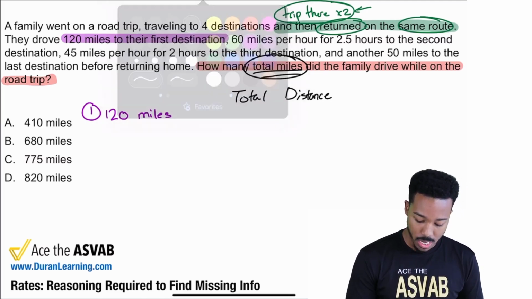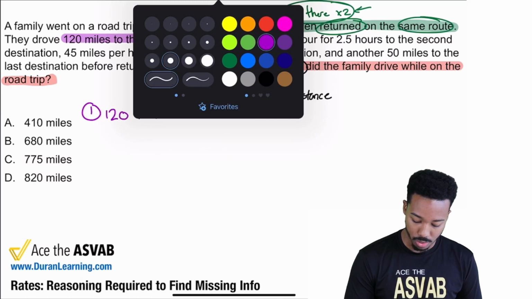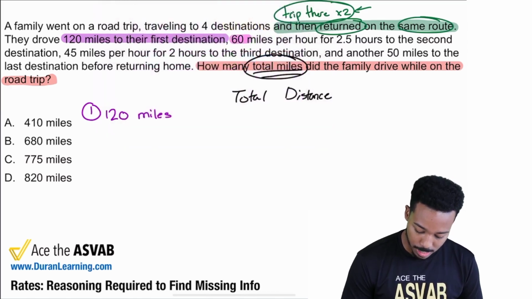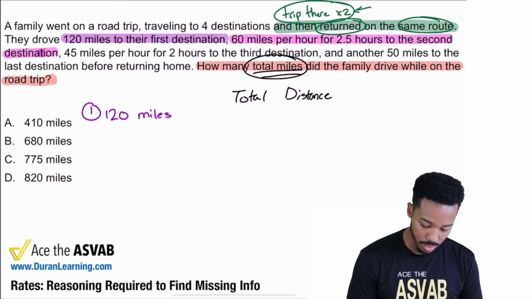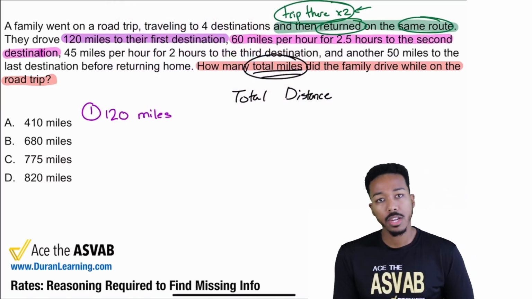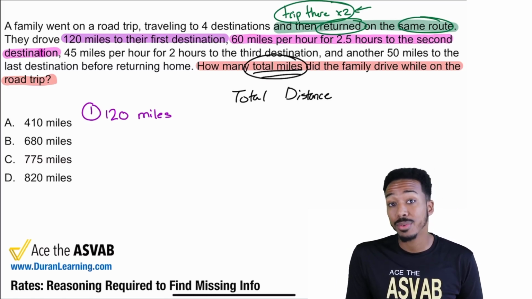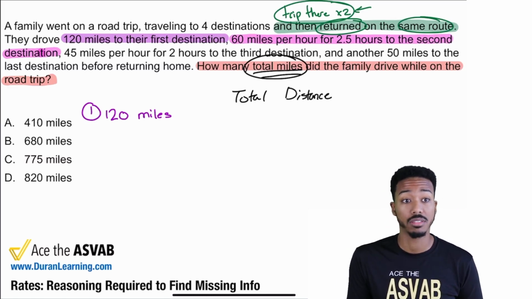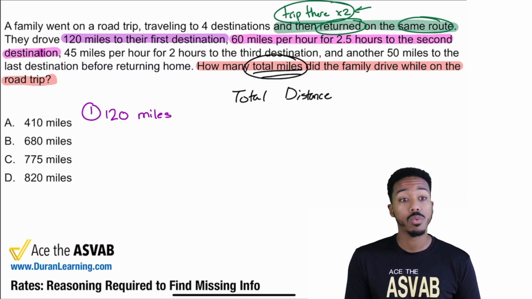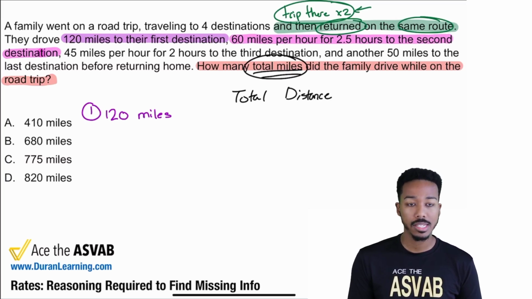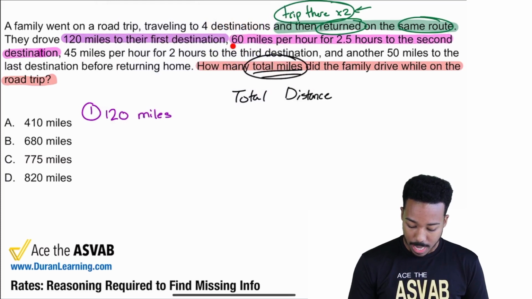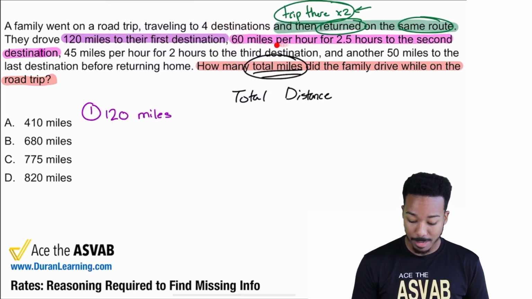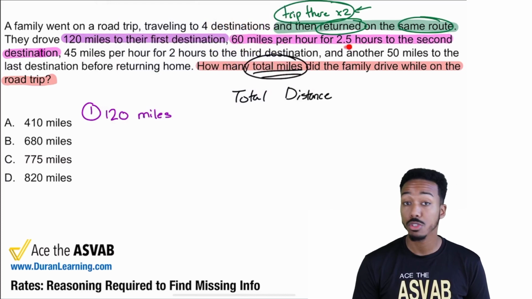Okay. Next, what do we have? Let's use pink here. 60 miles per hour for 2.5 hours to the second destination. Okay, so here's the thing. Did they give us a flat out distance? No, they absolutely did not. But what we can do with this information is see that they give us a rate, 60 miles per hour, and a time, 2.5 hours.